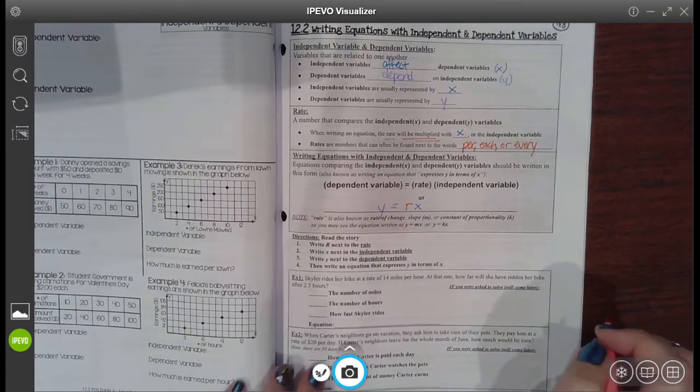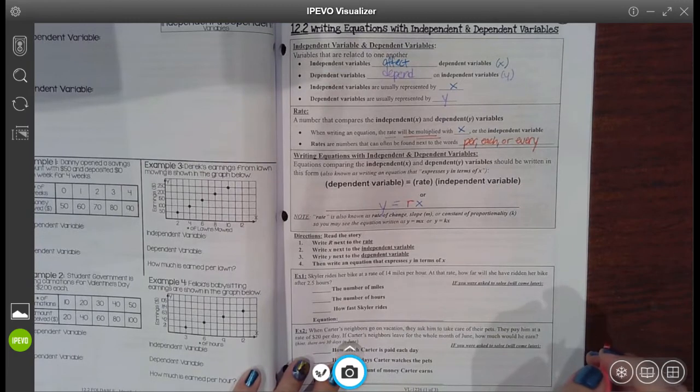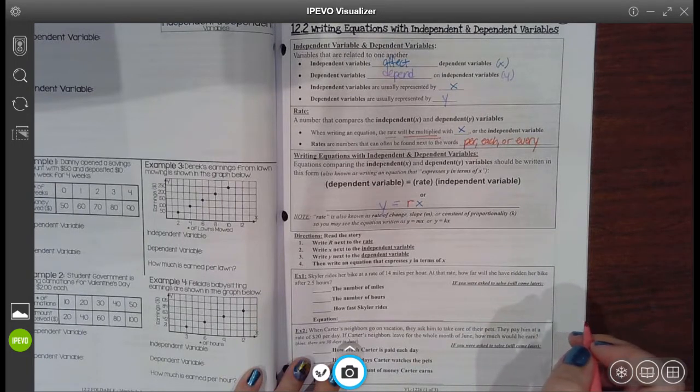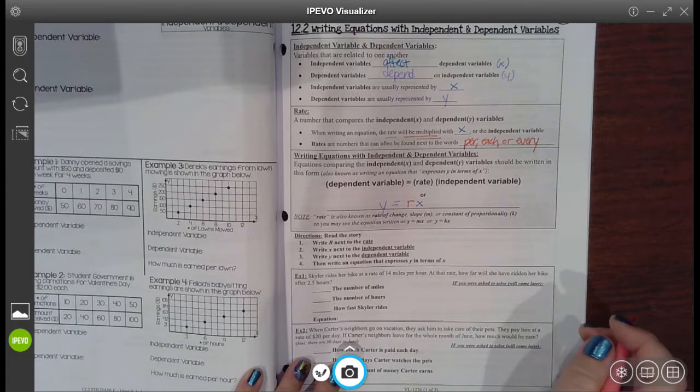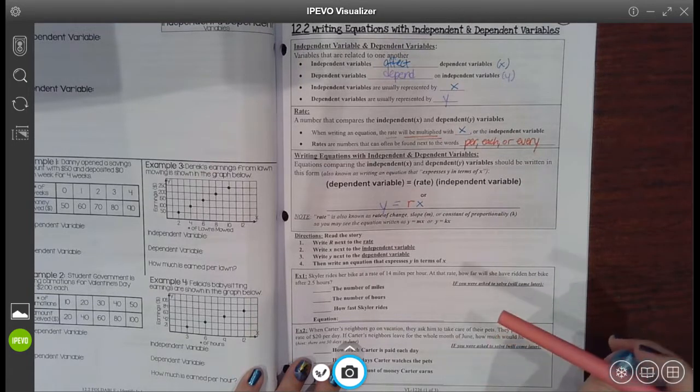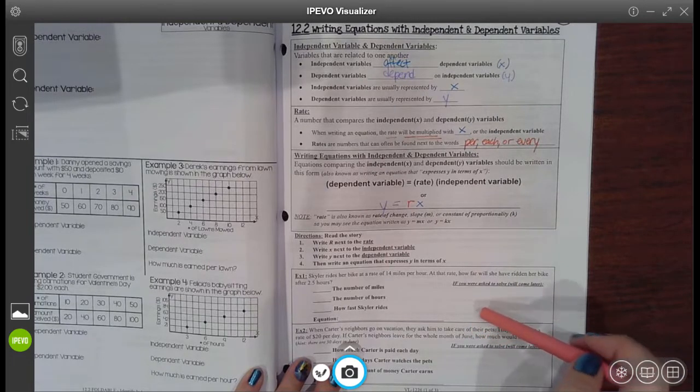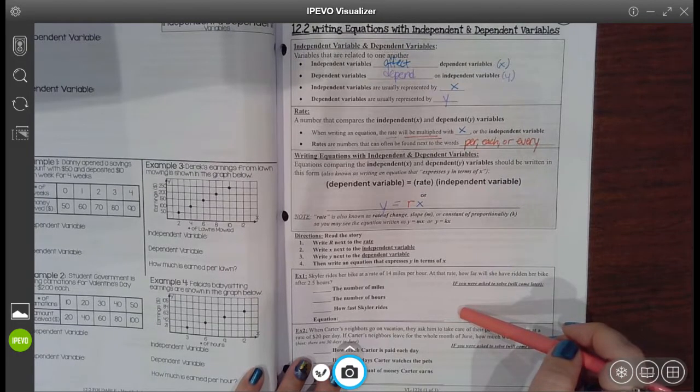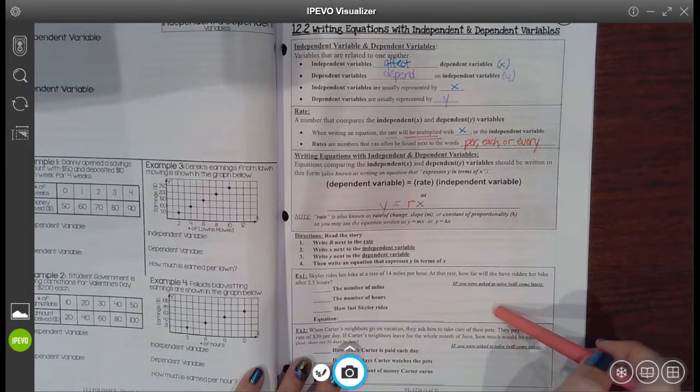Okay, so if I look at this problem, it's saying Skylar rides her bike at a rate of 14 miles per hour. At that rate, how far will she have ridden her bike? Hmm. What do you think? Okay. What depends upon the other thing? Is it how far she rides depends upon how long she's been riding, or how long she's been riding depends upon how far she's ridden? How far she's gone depends upon how long she's been riding.